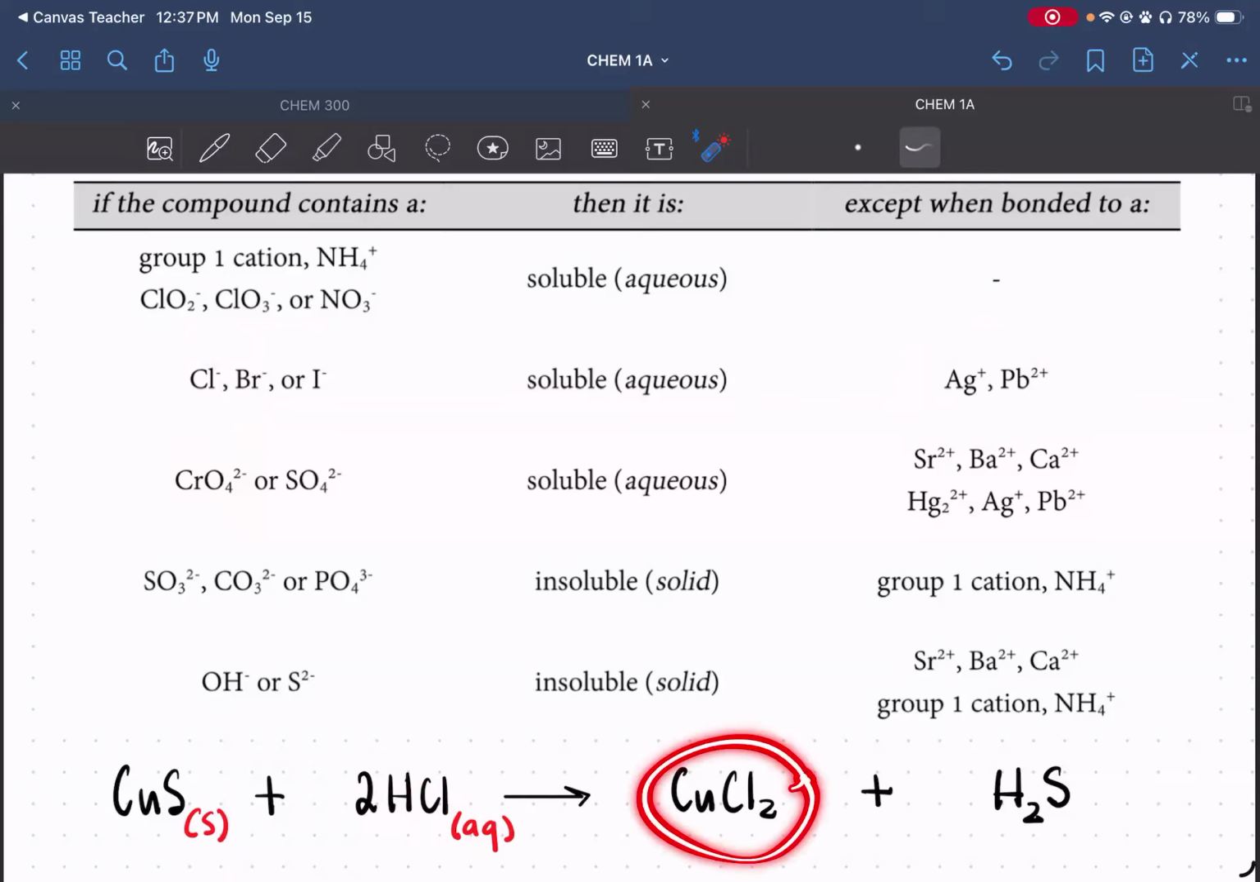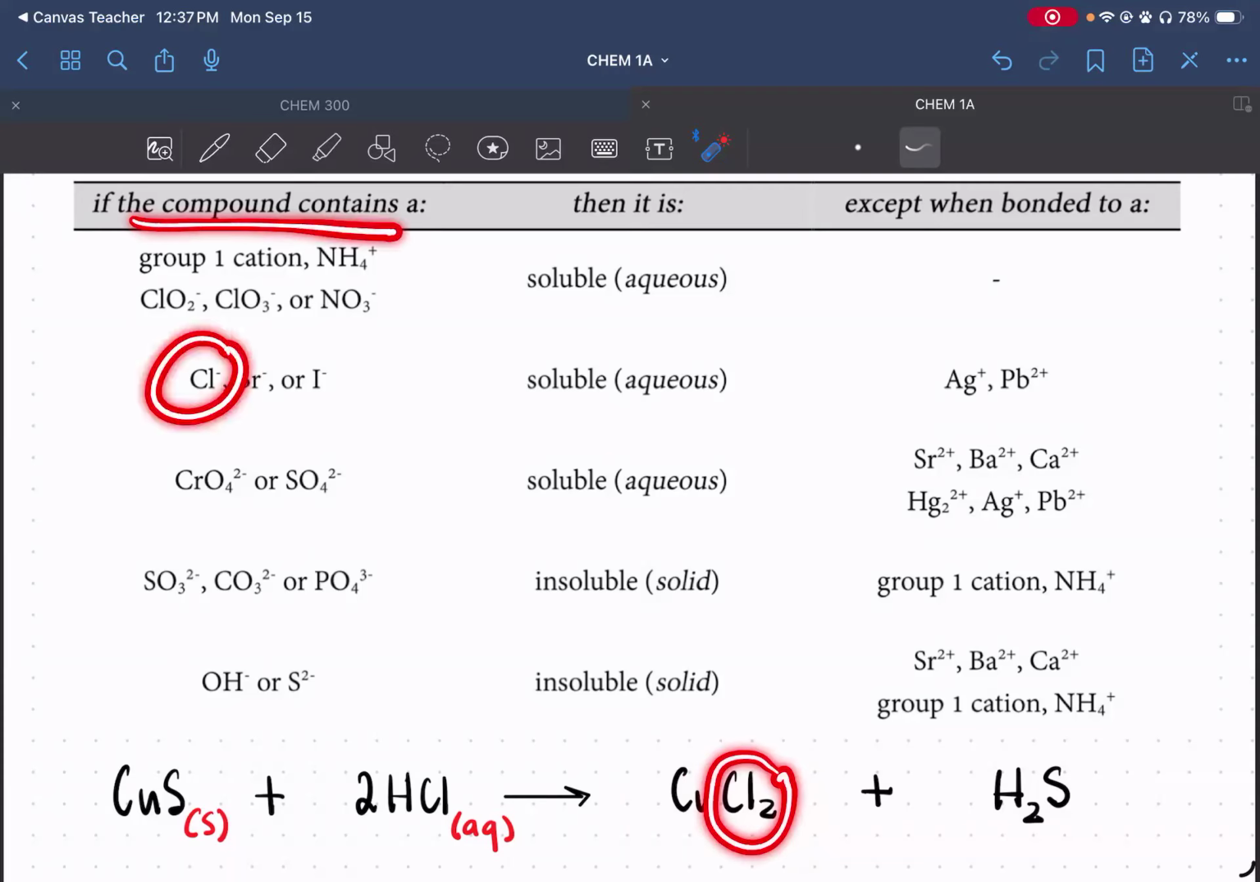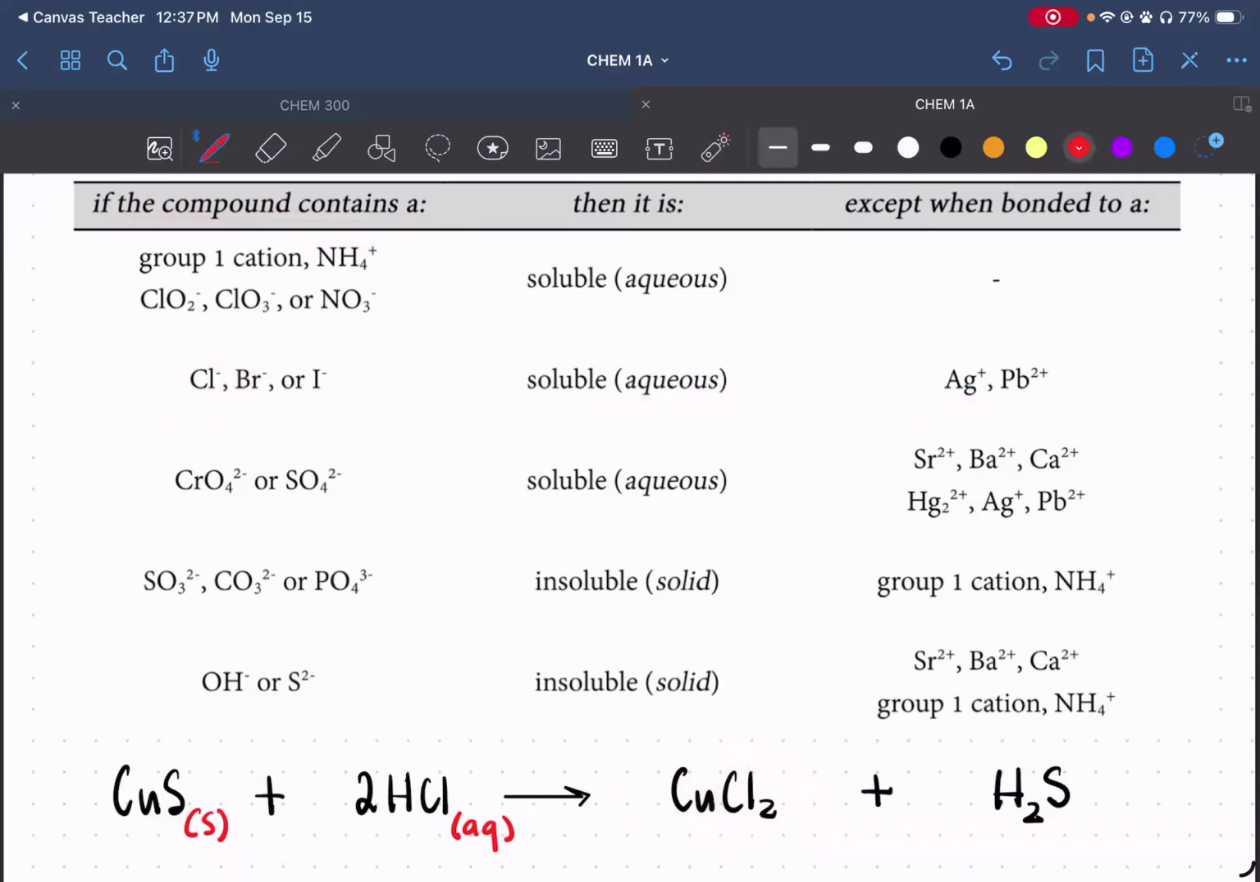Next up, we have copper chloride. So copper isn't on that list, so we're not going to look for copper, but we are going to look for chlorine. If the compound contains a chlorine, then it is soluble. Is copper an exception? No. So copper chloride is predicted to be aqueous.